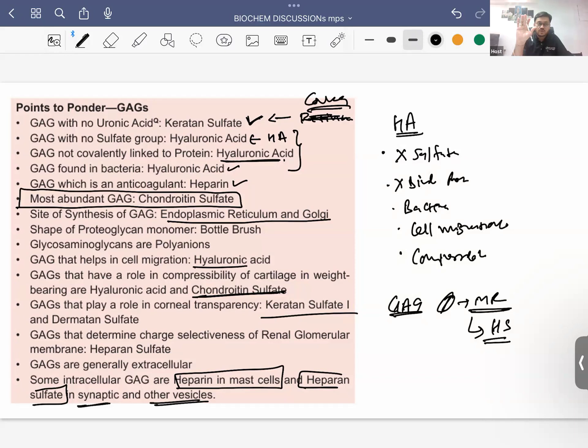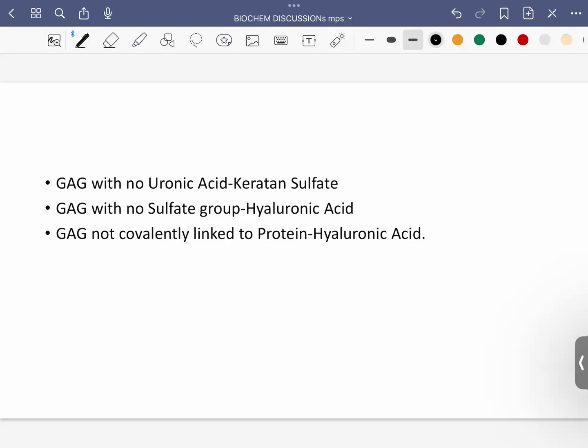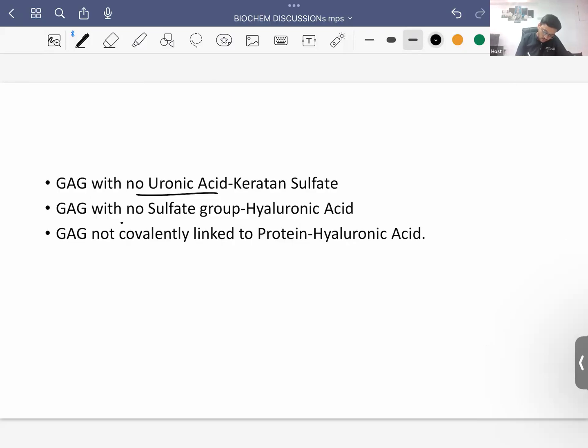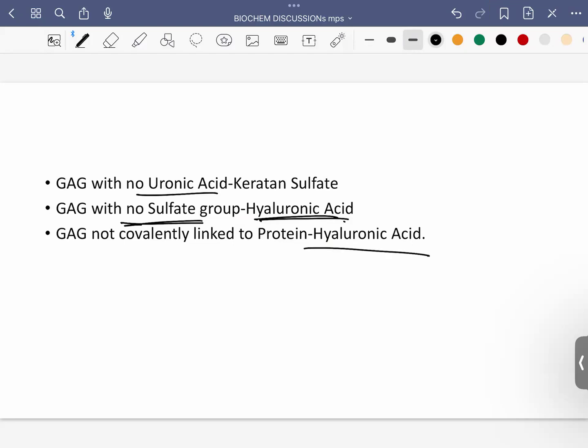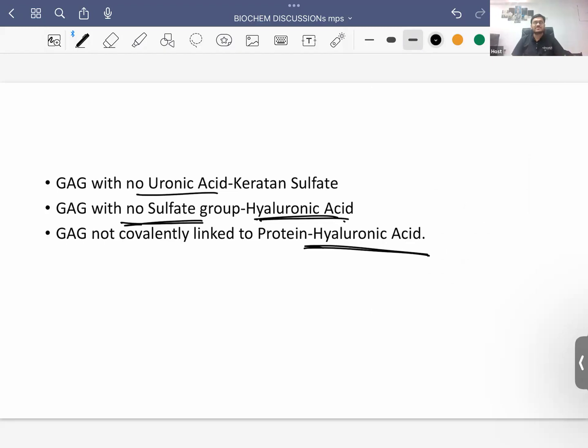So is it clear to all of you about the glycosaminoglycans? Yes, sir. Okay, so as I told you, the glycosaminoglycan with no uronic acid, as we just now saw, is keratan sulfate. With no sulfate group is hyaluronic acid, and not covalently linked to the protein is also hyaluronic acid. Is it clear, everyone? Shall we see some MCQs before we conclude?